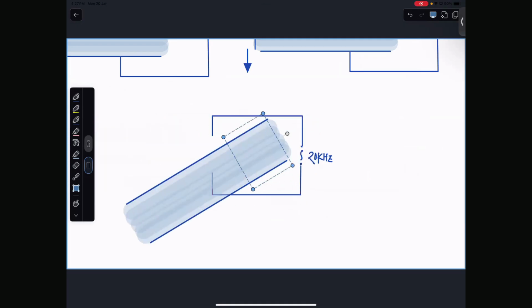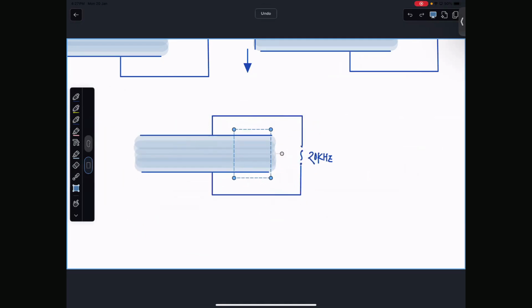When it contracts, you have a rarefaction. Okay, so basically a series of compressions and rarefactions is set up, and this is how we generate what frequency in the body? 20,000 hertz. So I'll show you the process.